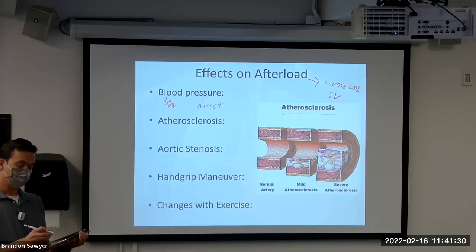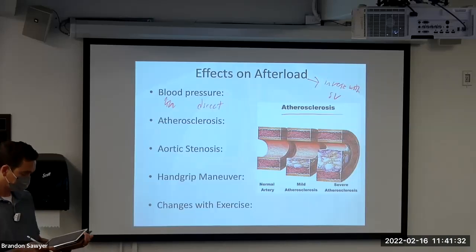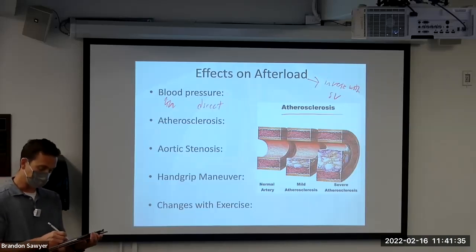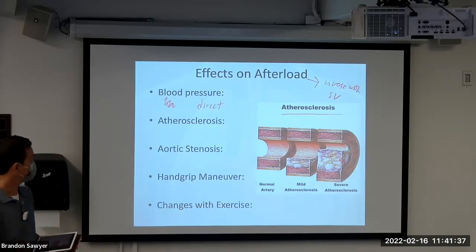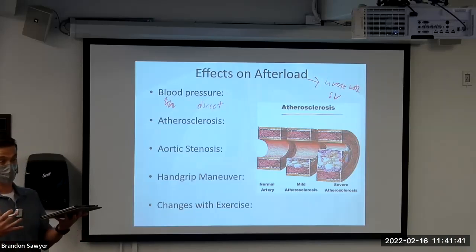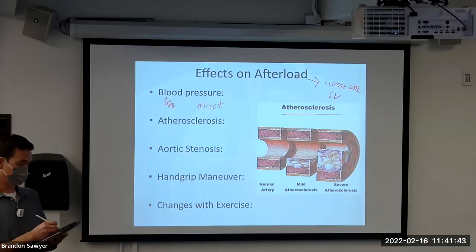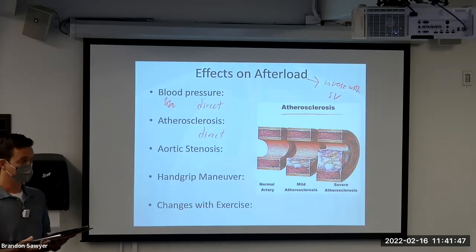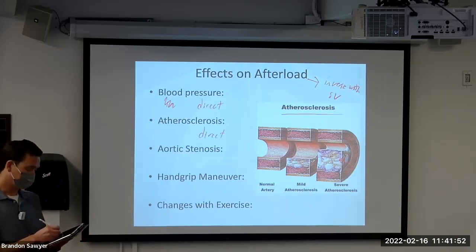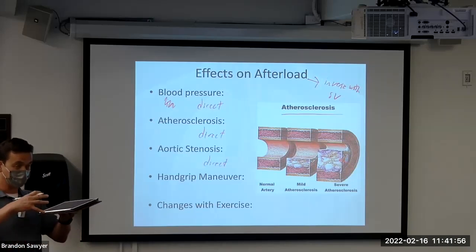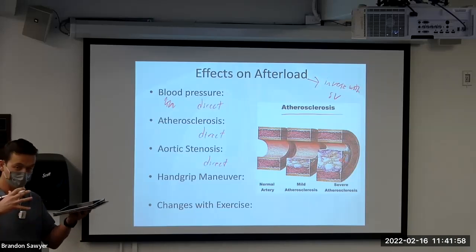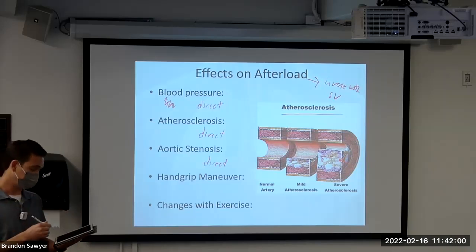When somebody has atherosclerosis like this, that means thickening of the arteries. We'll talk about this in detail coming up. But with thickening of the arteries, they don't stretch as well, and your blood pressure goes up, right? So direct relationship with that too. The more atherosclerosis somebody has, the higher their afterload is. Okay. Aortic stenosis, same idea. That's when your aorta starts kind of closing in and becoming too thick and doesn't stretch out as well. So that's more pressure to push against.